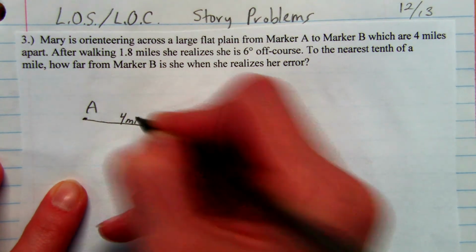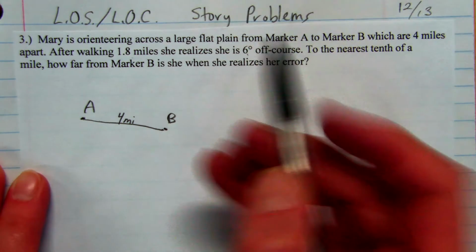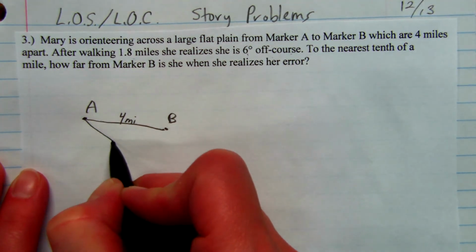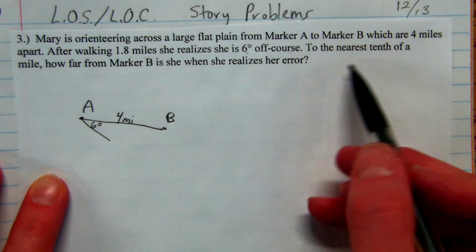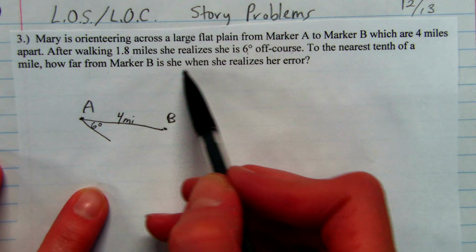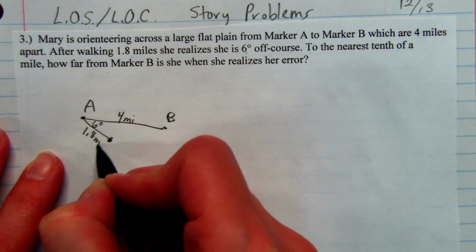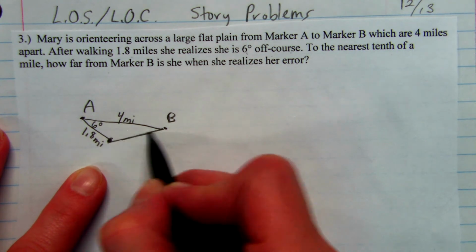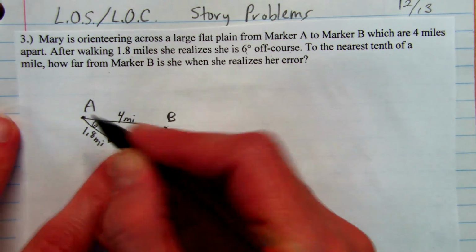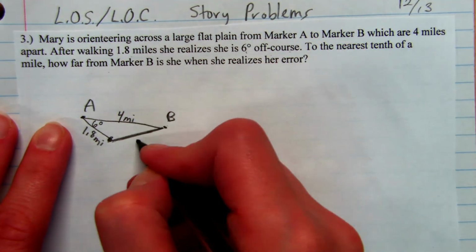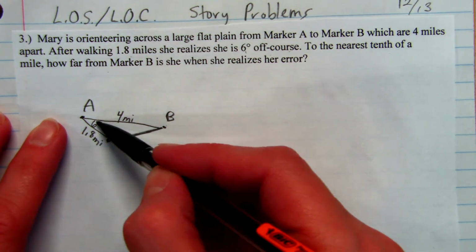After walking 1.8 miles, she realizes she is 6 degrees off course. So let's say she actually walked this way, and she's off by 6 degrees. I drew it bigger than 6 degrees, but it's not a big deal. To the nearest tenth of a mile, how far from marker B is she when she realizes her error? So this is where she's at when she went in 1.8 miles, but she wants to get back over here. So she's trying to figure out what this distance is. Since this is across from what we have as big A, I'm going to call this little a. I do not have the side across from this angle.